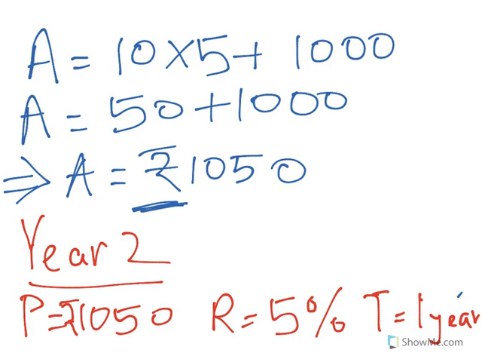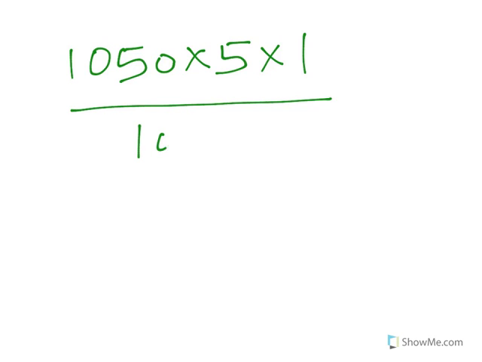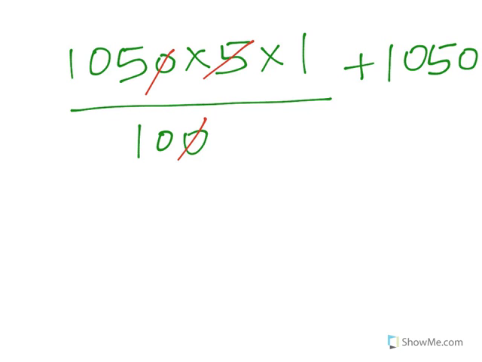So again, I'm going to go to the next page so we can do it. P is 1050, 1050 times 5, which is the rate, times 1, which is the time, divided by 100, plus 1050. Okay, so I'm going to divide here. 1050 divided by 100 is 10.5, so this is 1, and this is 2. So you're going to get a decimal.